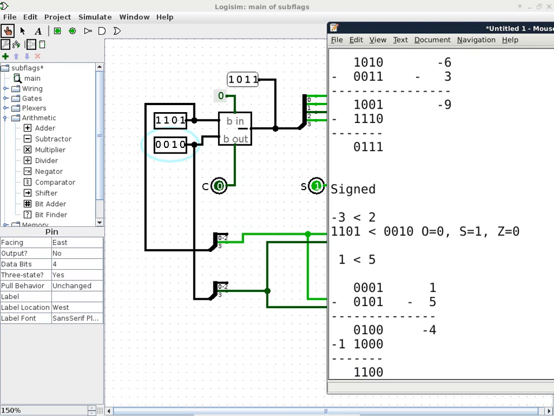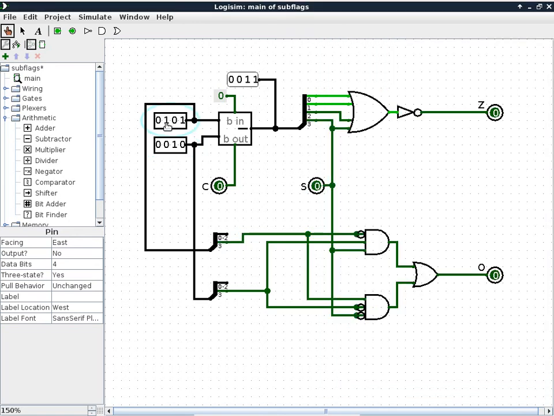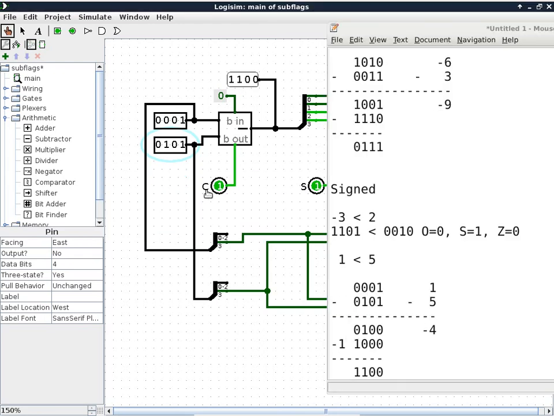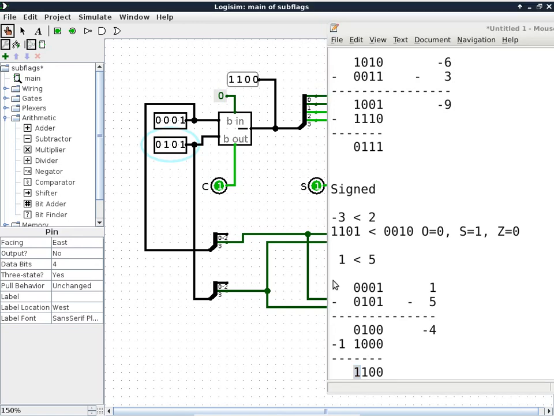Okay, so let's double check with logic sim and make sure that it comes up with exactly the same result. So we have 1 minus 5, and the result is 1100. That is 1100. We have a borrow out of the whole thing. The sign flag is just this bit here, so it's a 1.